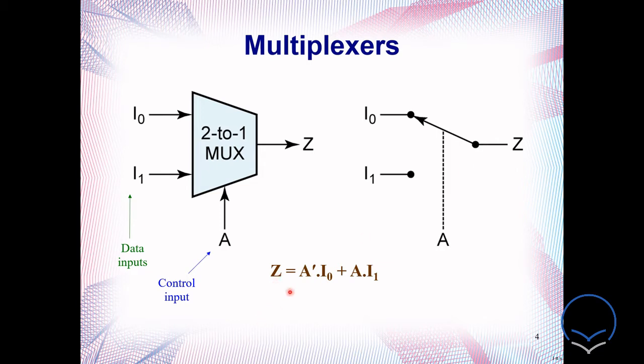So then we can represent Z equals, when A equals 0, A prime dot I0, plus, that means OR, when A equals 1, A dot I1. So this is the typical representation of a 2 to 1 mux and its output equation.